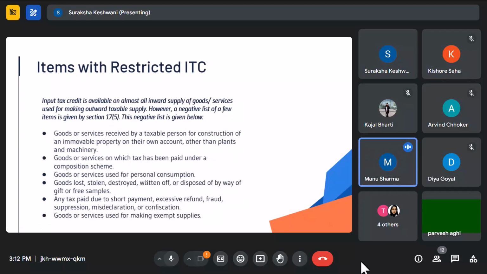Other things that ITC is restricted with are goods or services received by a taxable person for construction of an immovable property on their own account. Goods or services on which tax has been paid under a composition scheme. Goods or services used for personal consumption. Goods lost, stolen, destroyed, written off, or disposed of by way of gift or free samples. Any tax paid due to short payment, excessive refund, fraud, suppression, misdeclaration, or confiscation. Goods or services used for making exempt supplies.